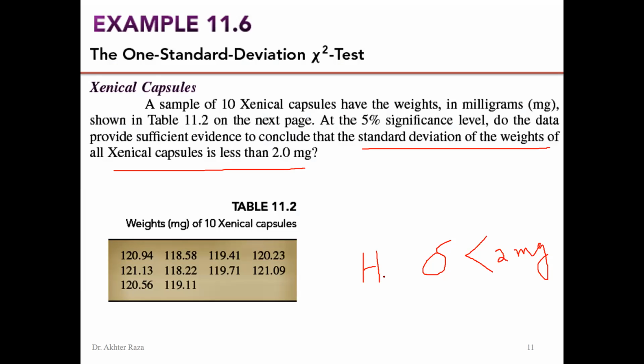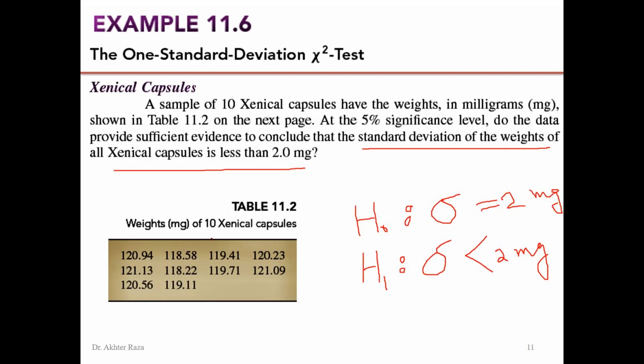The researcher is claiming that the production line is very accurate, and the disparity or the differences among the weights of the capsules have a standard deviation smaller than 2 milligram. So H naught will be what? H naught is sigma is equal to 2 milligram. Alternate hypothesis is sigma is less than 2 milligram.